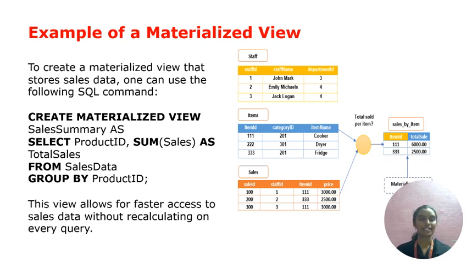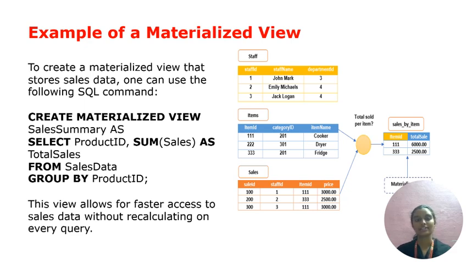The example of a materialized view. To create a materialized view that stores sales data, one can use the following SQL command. CREATE MATERIALIZED VIEW. The name of the view is sales_summary AS SELECT product_id, SUM(sale) AS total_sales FROM sales_data GROUP BY product_id. Here they have given the three relations as staff, items and sales. We have to select the product ID, and the view we are creating is the sales summary.